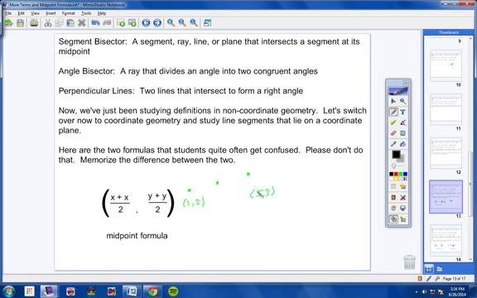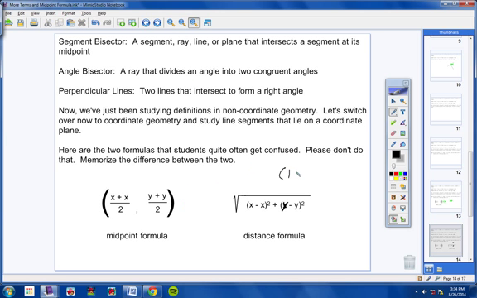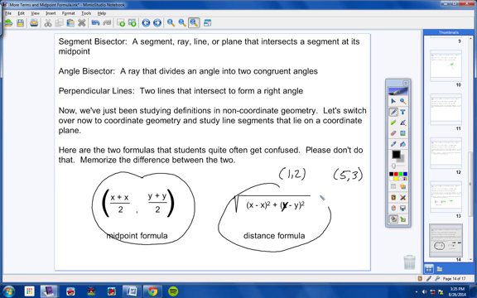So back to my example over here, (1, 2) and (5, 3). If I have those ordered pairs and I ask you to find the point that's in the middle of those two points, you would use this formula. If I ask you to find the distance between those two points, you would use the distance formula. Please memorize those, know those, and be able to use those on tests and quizzes. Okay, let's continue on.